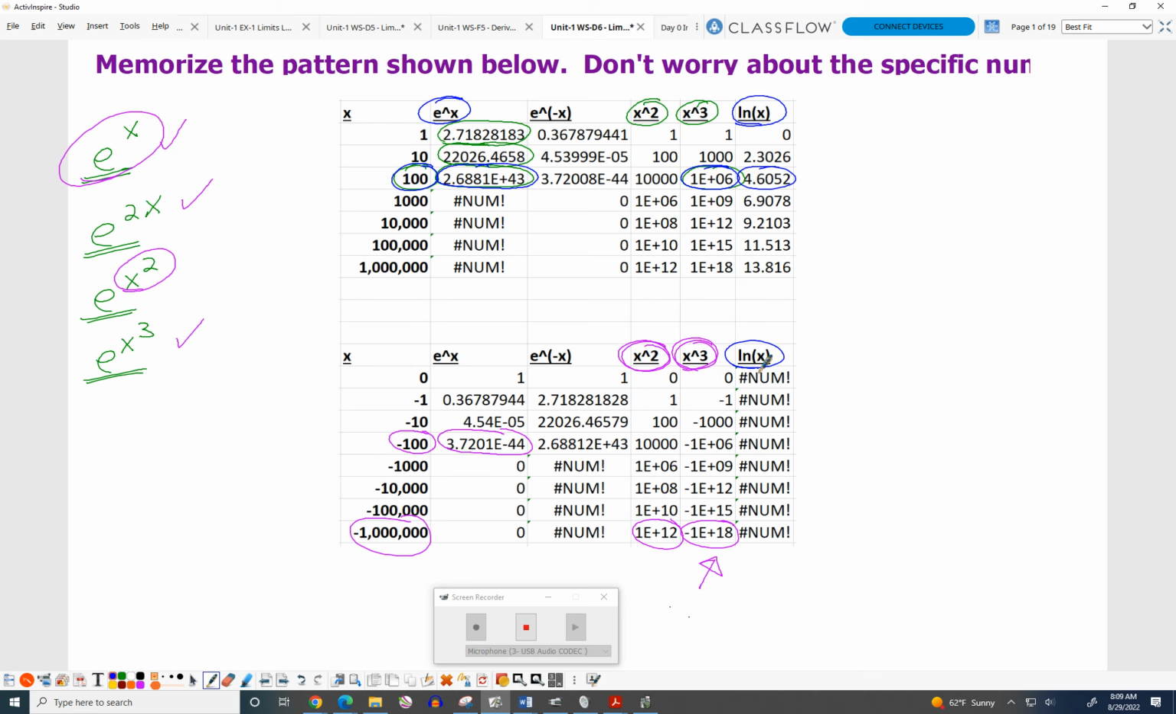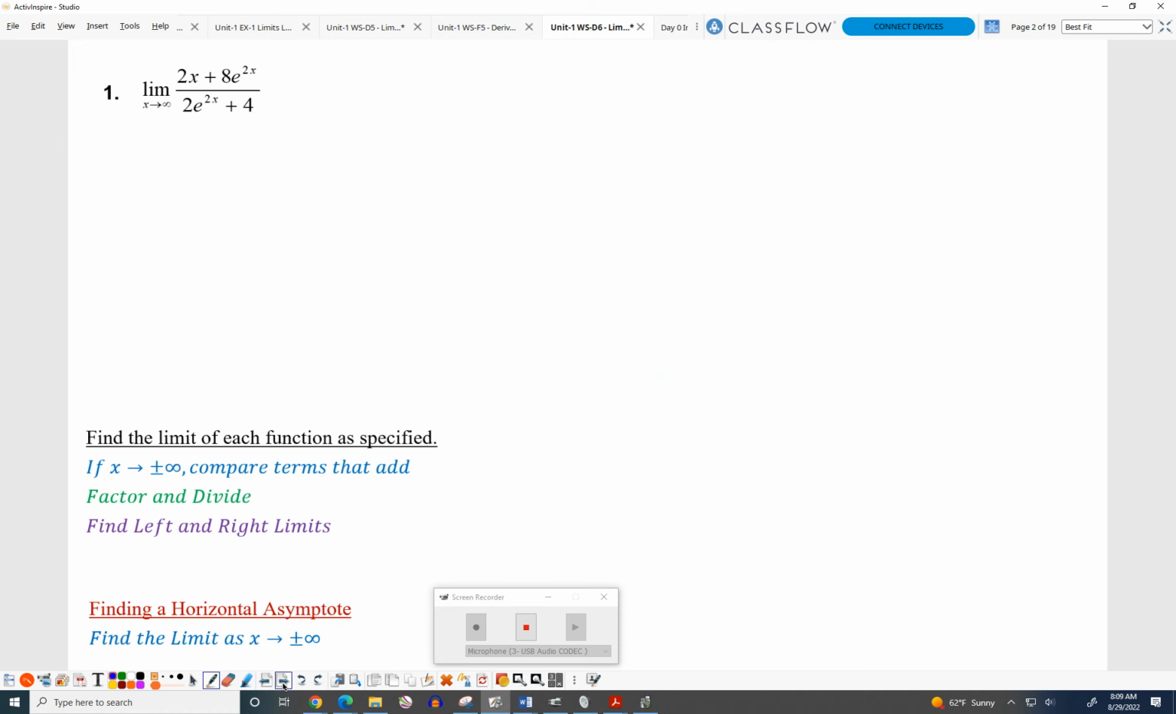Cool. Let's do number 1. So number 1 is a limit as x approaching infinity. The instructions for the yellow are the same as they were for the pink. You're going to find the limit as specified, but you're also going to find if there are horizontal asymptotes or not. So we just do the same thinking process. We have x approaching infinity. We want to compare terms that add.